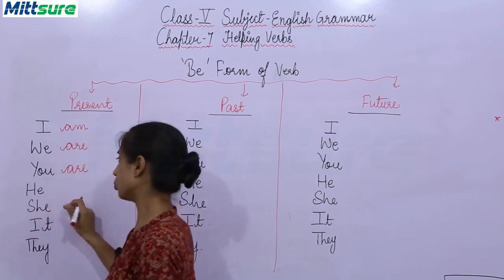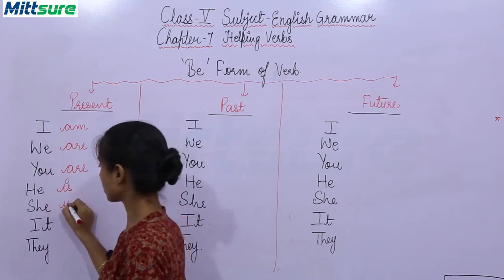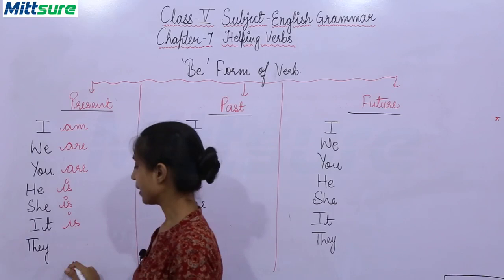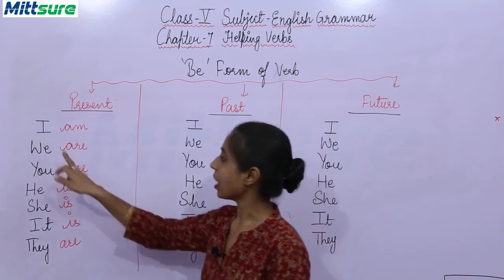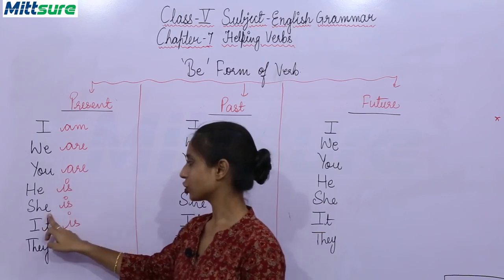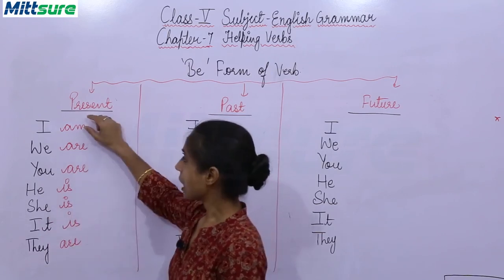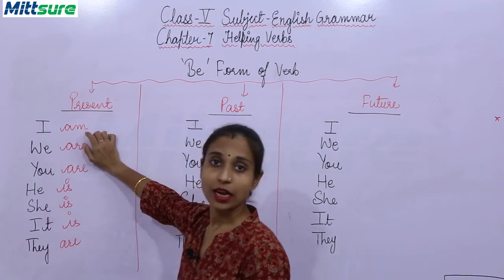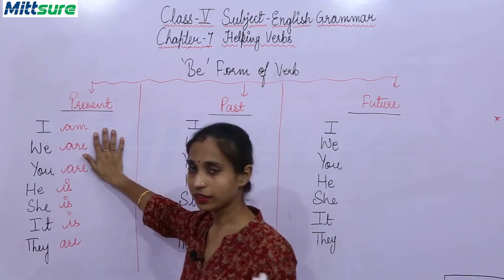With he, we use is. She, again is. And it, again is. And with they, we use are. So I hope it is clear to you. I am, we are, you are, he is, she is, it is, they are. Understand? It is confirmed that only with I we use am. Other than that, we don't use am with any other pronoun or any other subject.